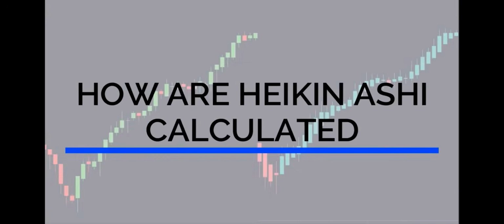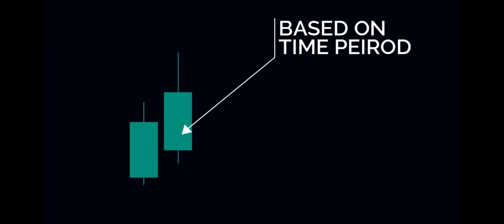Let us now look at how Heikin Ashi candles are calculated. Just like the Japanese candlesticks, Heikin Ashi candles are also based on time period. This means that each and every candle represents the price action that occurred over a particular period of time. Similar to the candlestick charts, Heikin Ashi candles also consist of 4 data points, namely open, high, low, and close.